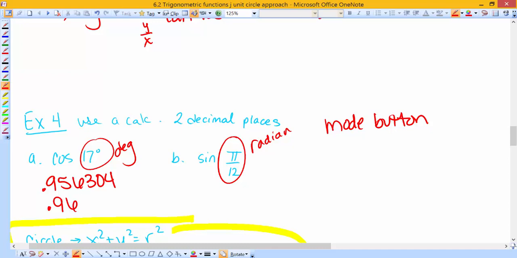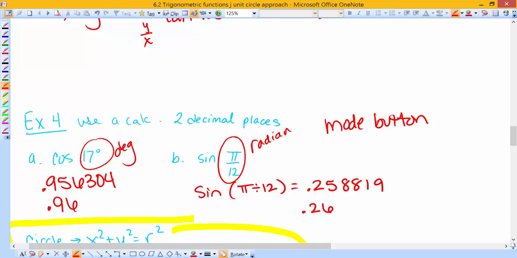Now for B, I'm in radians, so I need to go back, change my mode to radians. So now I'm going to go sine, make sure you use parentheses, and please make sure you use the pi button. So I'm going to put sine, parentheses, pi divided by 12. So the pi button divided by 12, close the parentheses. And I end with 0.258819. 2 decimal places is 0.26. You will need to make sure you practice this, please.